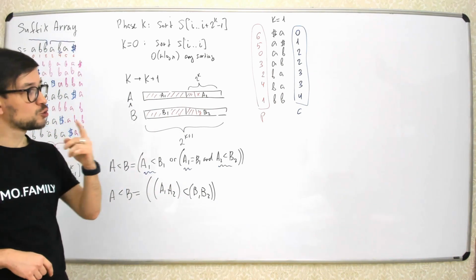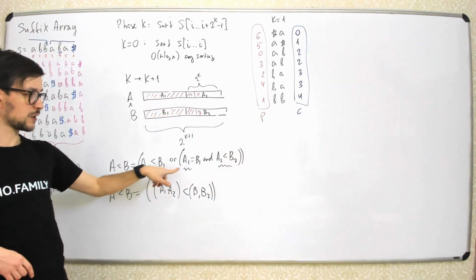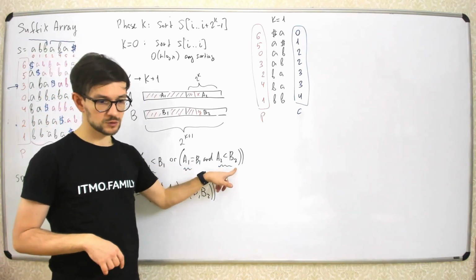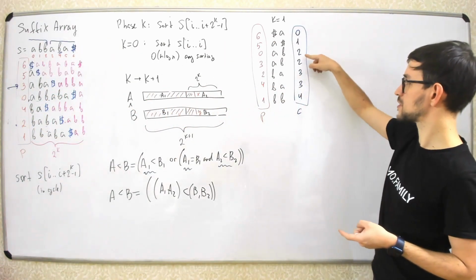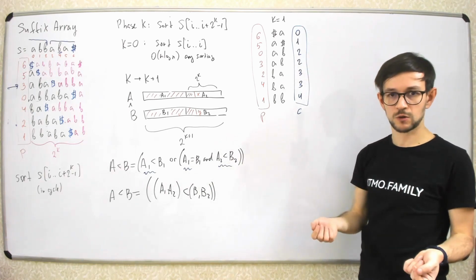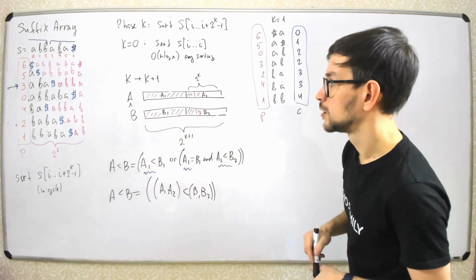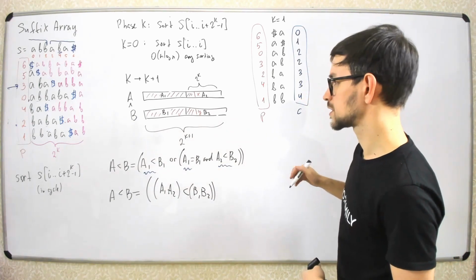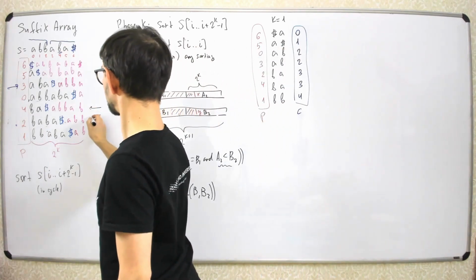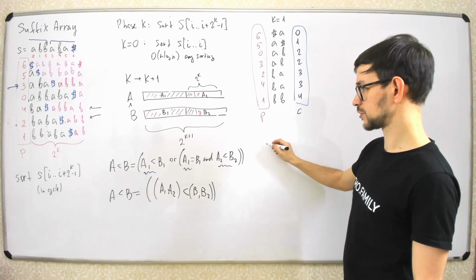And now we just use this array C to compare these two strings, A1 and B1 and A2 and B2. Again, to compare two strings, we just need to compare these numbers. If the number is smaller, then the string itself is smaller. For example, let's compare these two strings. We have the strings in position 4 and in position 2.